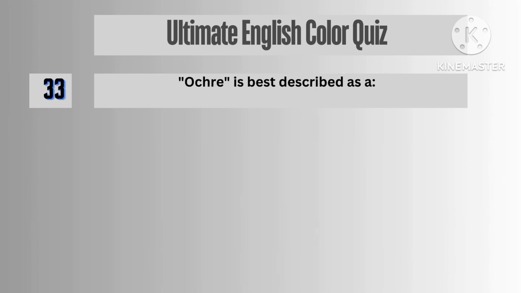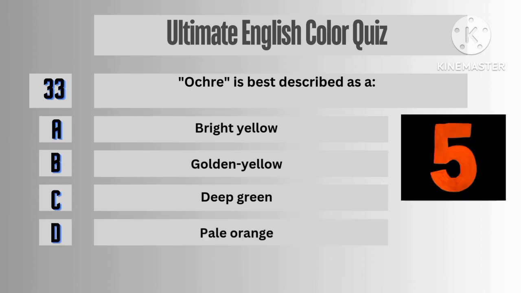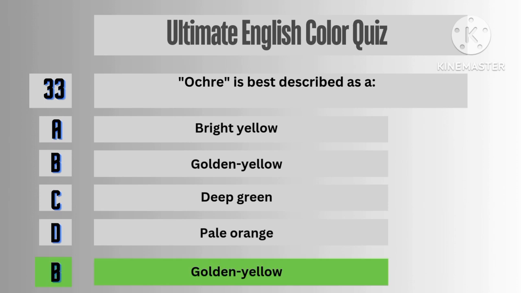Question number 33. Ochre is best described as A. Option A, bright yellow. Option B, golden yellow. Option C, deep green. Option D, pale orange. 5, 4, 3, 2, 1. Correct answer is B, golden yellow.